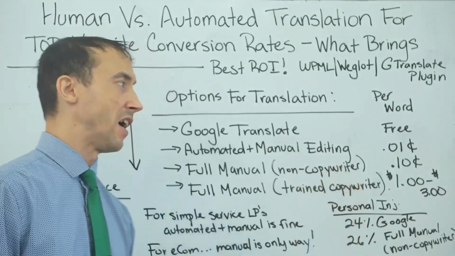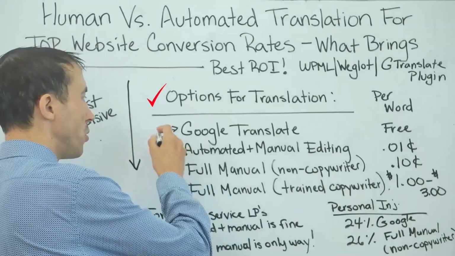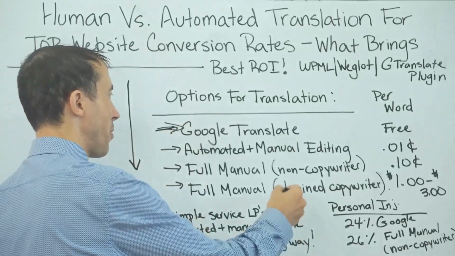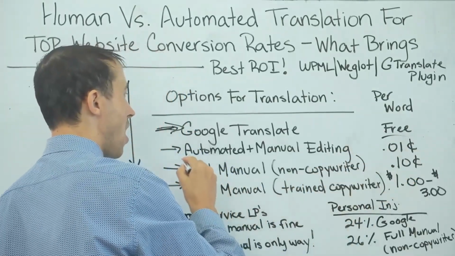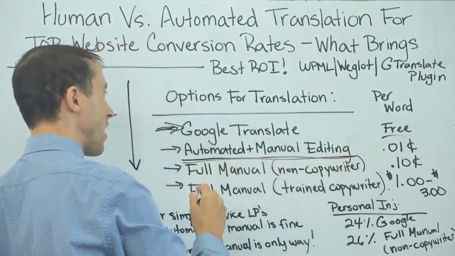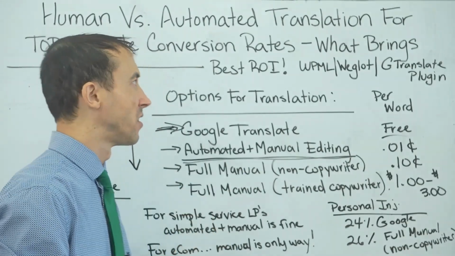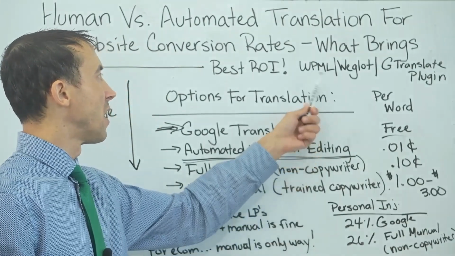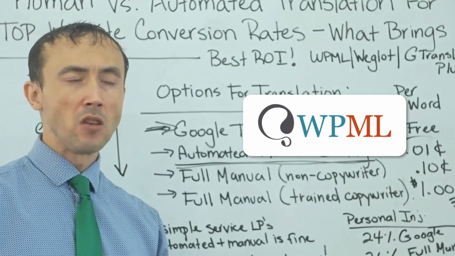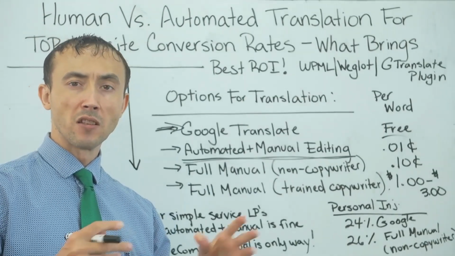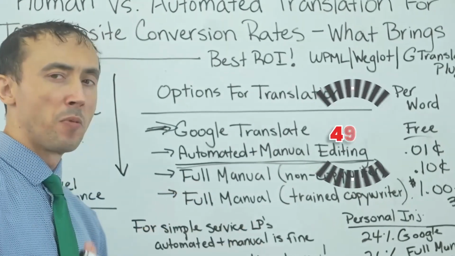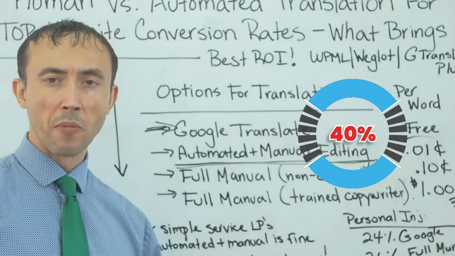Same rules apply. That is, you have Google Translate, which is obviously free. You've got automated plus manual editing. There's a lot of people who don't understand that this exists. But if you use tools like WPML, which is a plugin that you can use to translate content, a WordPress plugin, 40% of websites use WordPress, which is why I bring this up.